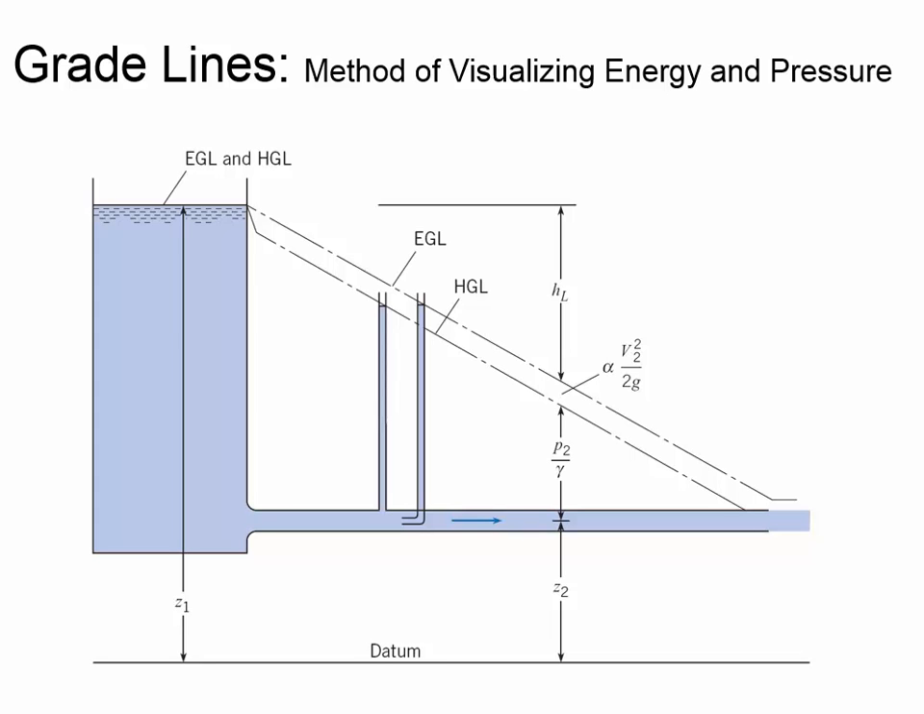Let me ask you this. Why is the water level higher for this tube compared to the piezometer? So the tube on the right, you'll notice that the water level rises a little bit higher to the EGL. What do you think? Because of the velocity.